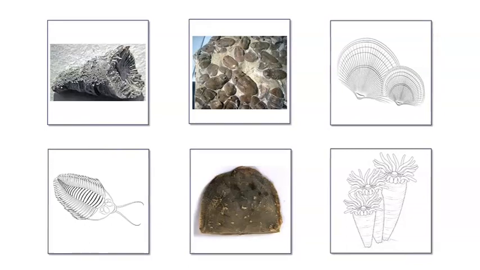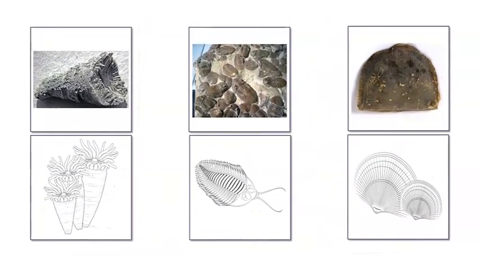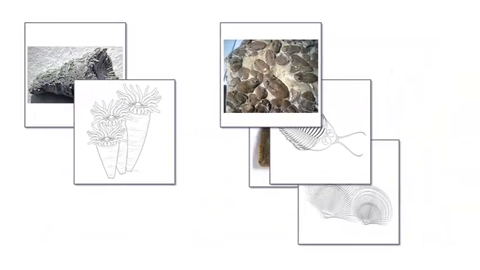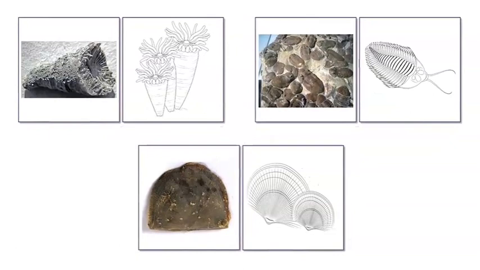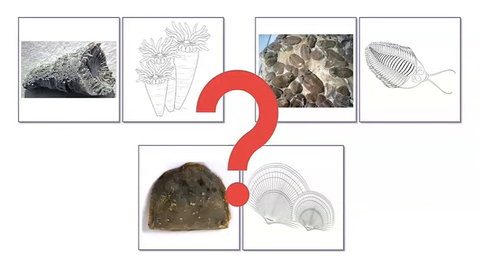What we just did, matching fossils to the organisms that formed them, is part of the work that paleontologists do. Paleontologists study fossils to learn more about the organisms that made them and the environment where those organisms lived. What do you notice about these organisms? What kind of environment might these organisms have lived in?